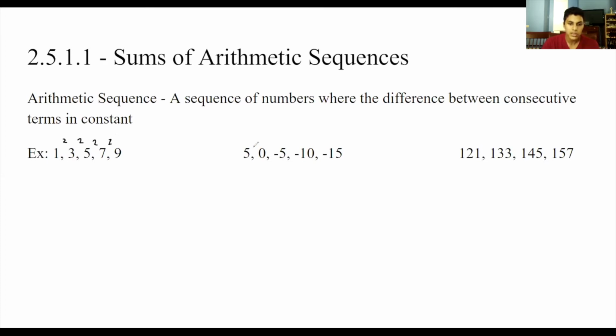If we look at this one, the difference between 5 and 0 is 5. The difference between 0 and -5 is 5. Between -5 and -10 is 5. And between -10 and -15 is 5. And the same applies to this one. So that's what makes these arithmetic sequences.